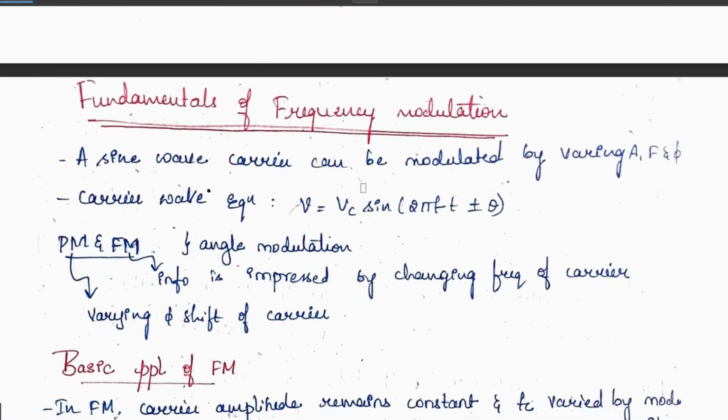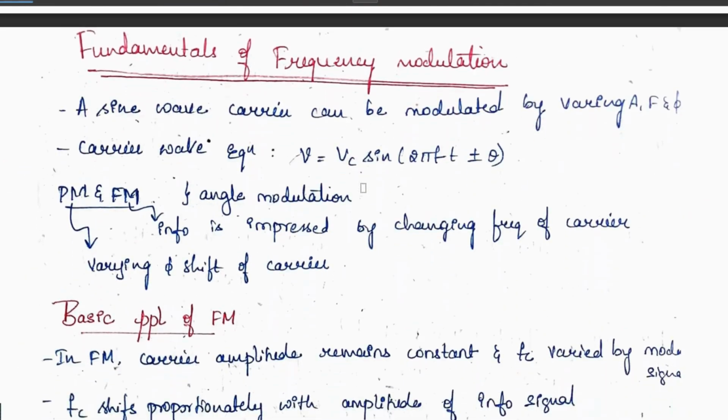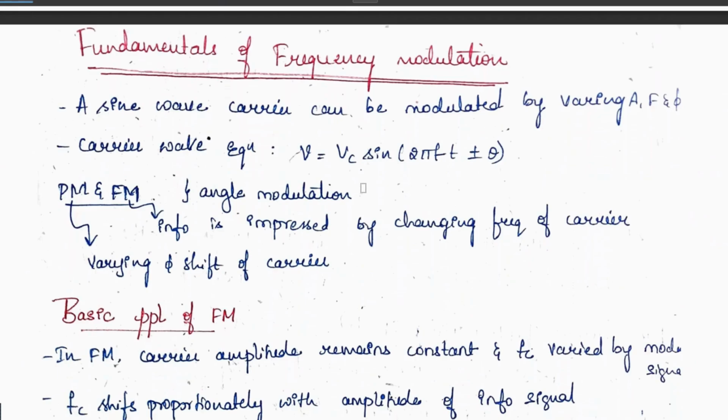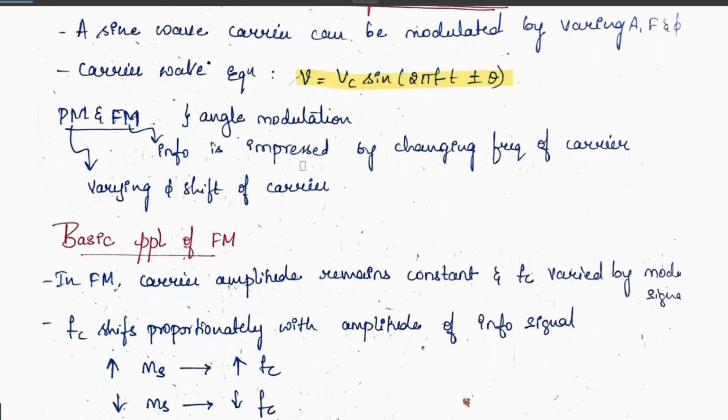Let's get started. Firstly, you need to know the fundamental that a sine wave carrier can be modulated by varying the amplitude, frequency and the phase. The carrier wave equation is given as v = Vc sin(2πft ± θ). PM and FM are the angle modulation. PM is phase modulation and FM is frequency modulation. PM varies the phase shift of the carrier, and in FM the information is impressed by changing the frequency of the carrier.